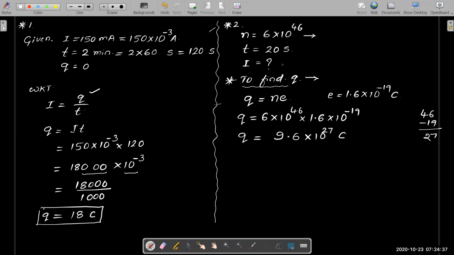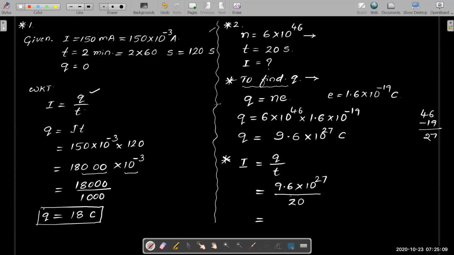So in 20 seconds, this much charge will flow through the conductor. 9.6 into 10 raised to 27 coulomb of charge will flow through the conductor. Then how much ampere of current is set up because of this? That can be calculated using the formula I is equal to Q divided by T. Here Q is 9.6 into 10 raised to 27 and T is 20 seconds.